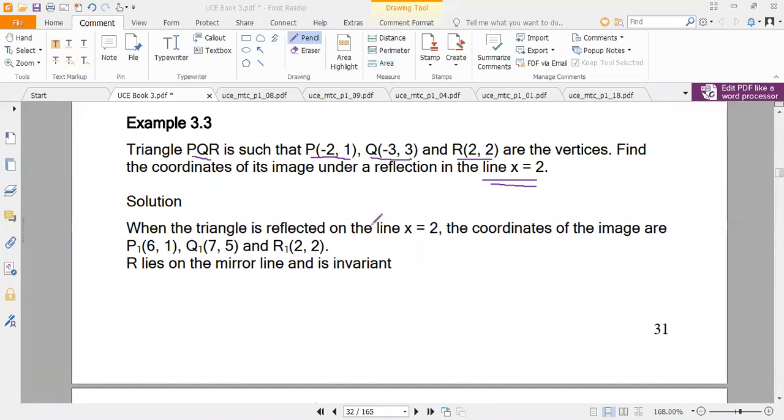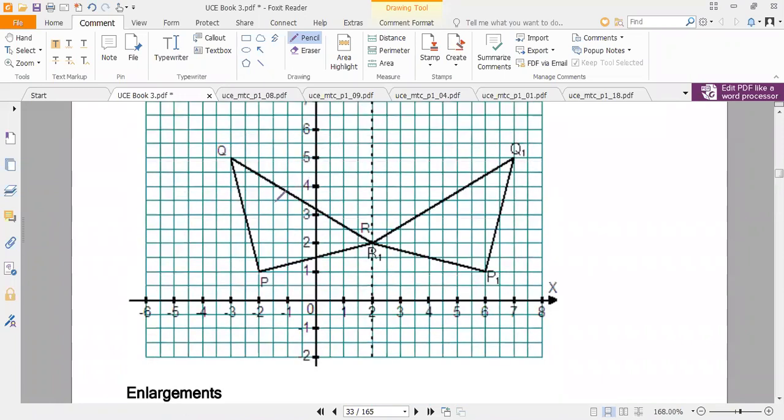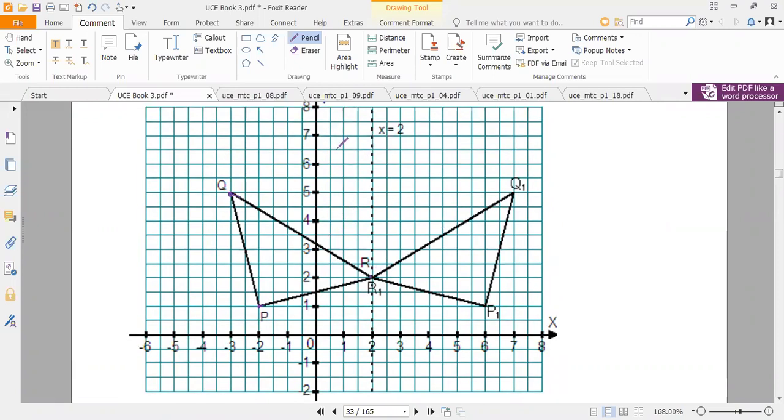In the graphical way, first of all, we plot this triangle PQR on a graph paper. You can see triangle PQR is here, on the graph paper. Then we draw the line of reflection, or what we call the mirror, which is the line x = 2. This is the line x = 2.